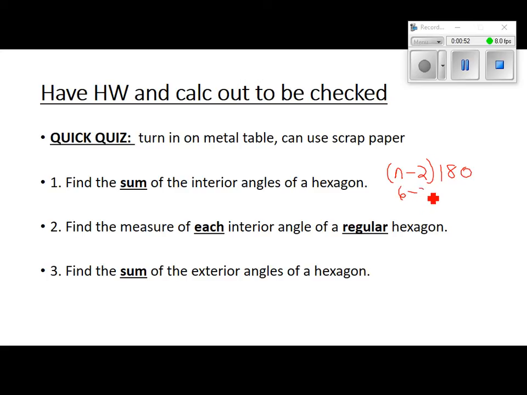So we do 6 minus 2 times 180. Have your calculator out. Help me. What's 6 minus 2? 4. 4 times 180. 720. So the sum, how many angles does a hexagon have? 6. The sum of the interior angles of a hexagon always will add up to 720. No matter what six-sided shape you have in the world, the six angles are always going to add up to 720.